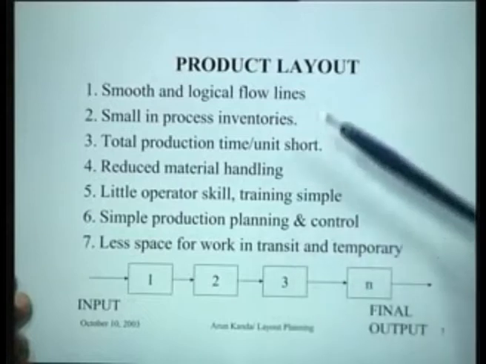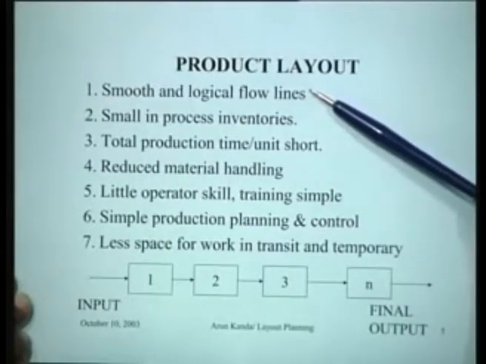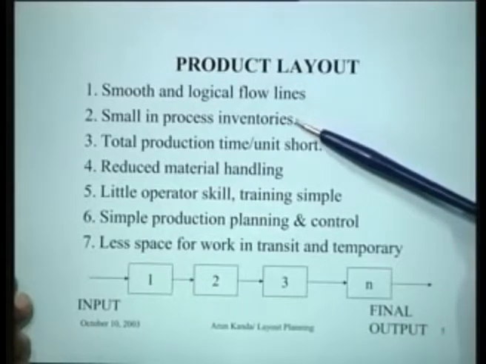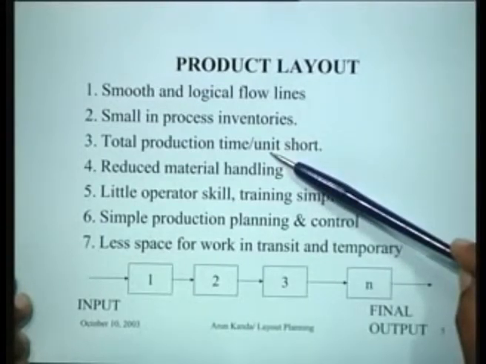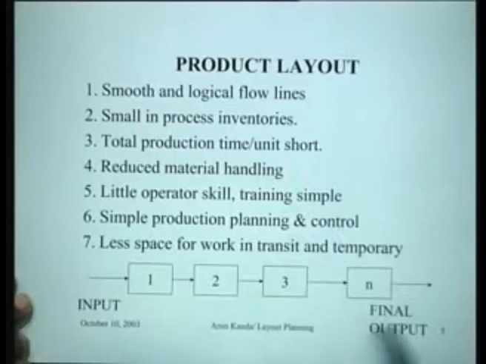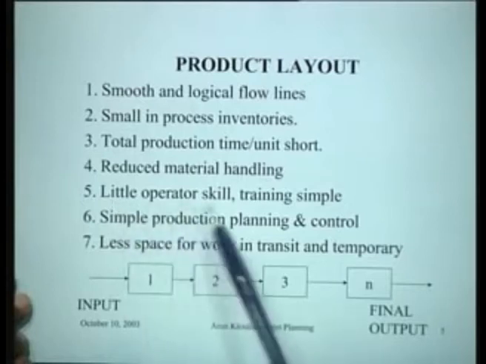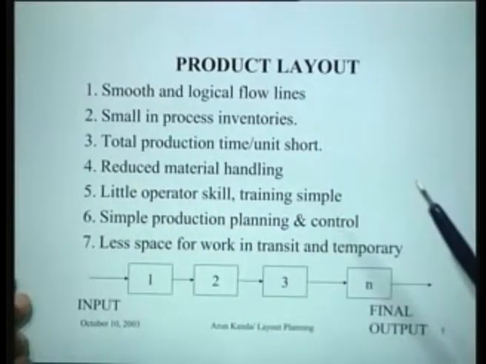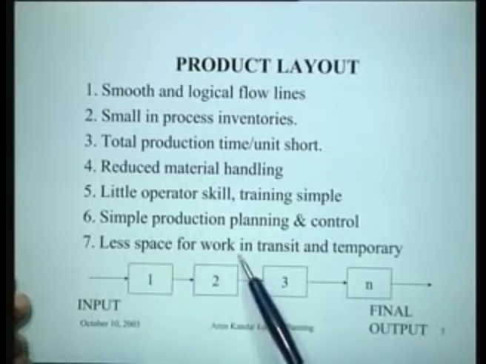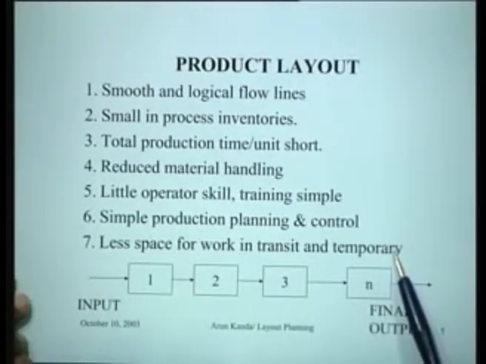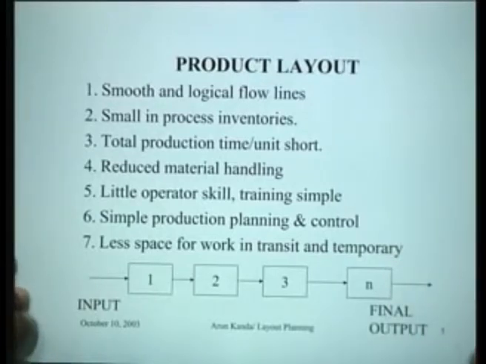So in a situation like this, you have smooth and logical flow lines. You need to have very small in-process inventories, because the part which is processed here will immediately go to the next machine, so there has to be very little in-process inventory here. Total production time per unit is short. There is reduced material handling because the parts directly move from one workstation to the other, so they don't have to be transported in trolleys and trucks to other departments. There is little operator skill and the training is therefore simple. Simple production planning and control, and there is less space for work in transit and temporary storage. So these are some of the features of a product layout.